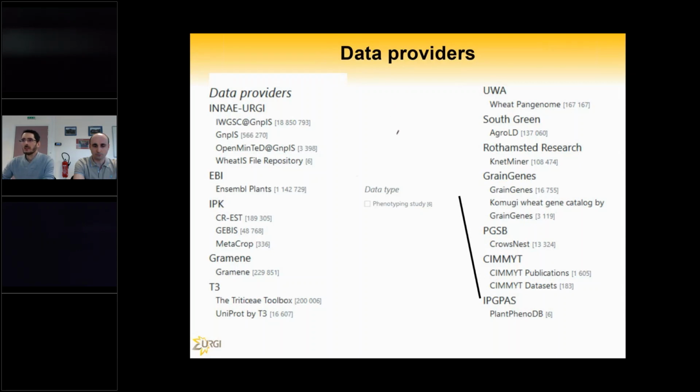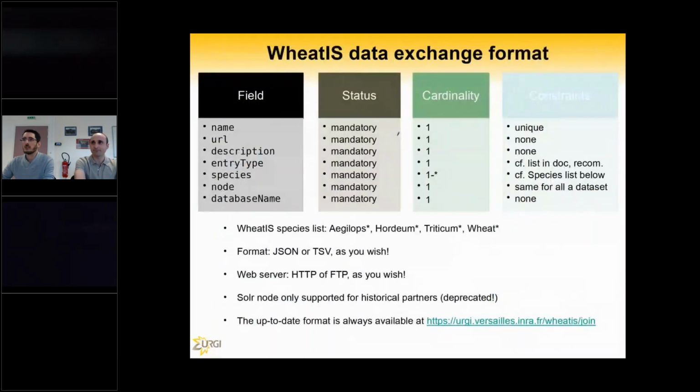So how did they do that? For sharing data within the WheatIS Federation, we have defined a data exchange format, which is quite simple. It's mainly seven fields, which I'm going to present. The first is the name of the feature, which allows users to easily identify the reference to a resource in the WheatIS interface. Then a URL, which is used to link back to the partner's online database. This URL must be dereferenceable.